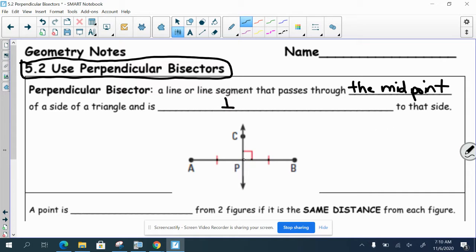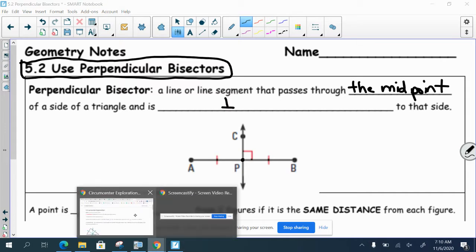So here we can see that point P passes through the midpoint of segment AB because those two markings are congruent, and it shows a right angle symbol, so line CP would be a perpendicular bisector. We'll come back to this page. In a triangle, the point where all 3 of the perpendicular bisectors meet, for each side of the triangle, is called the circumcenter.